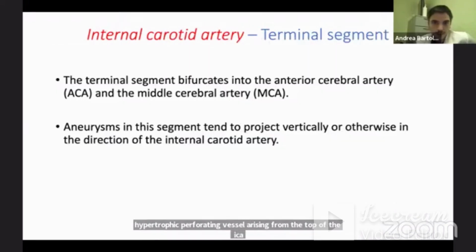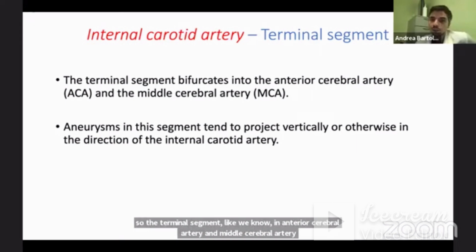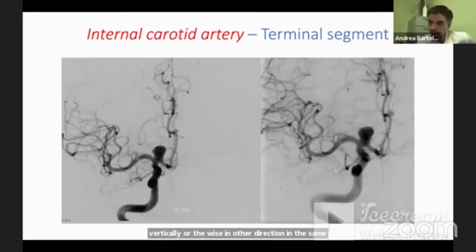And so the terminal segment bifurcates, as we know, into the anterior cerebral artery and the middle cerebral artery. The aneurysms of this segment tend to project vertically or otherwise in the same direction as the internal carotid artery. And this is an example of an aneurysm of the terminal segment of the ICA.